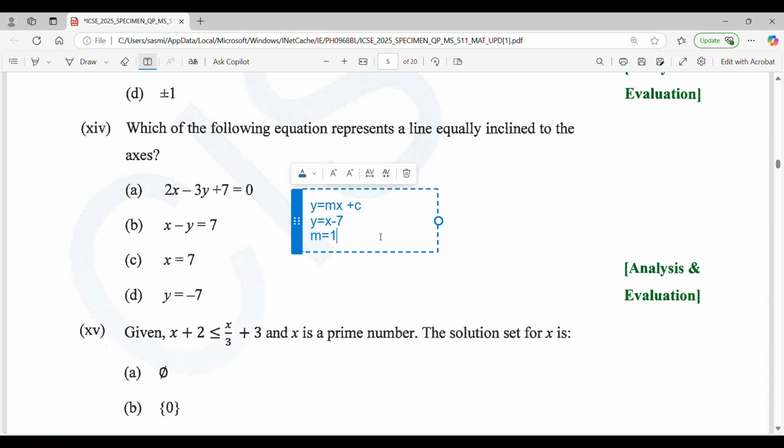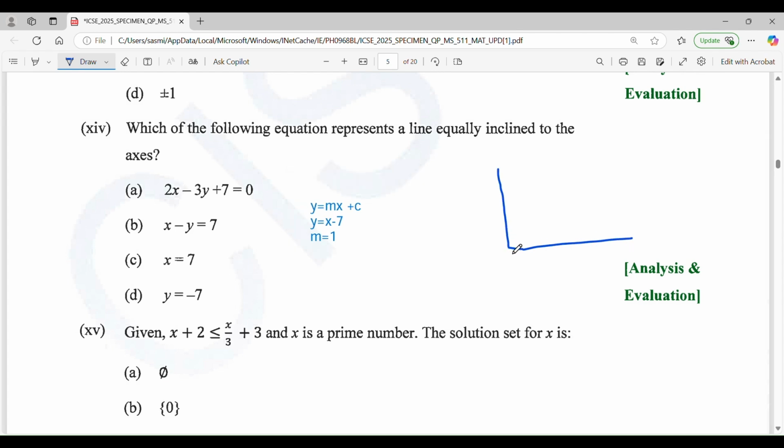Equally inclined means, see, this is the y axis, this is the x axis, and this line is equally inclined to the y axis and to the x axis. So this is 45 degrees. Tan theta with theta 45 degrees, tan 45 is 1. So m is 1. The slope should be 1.